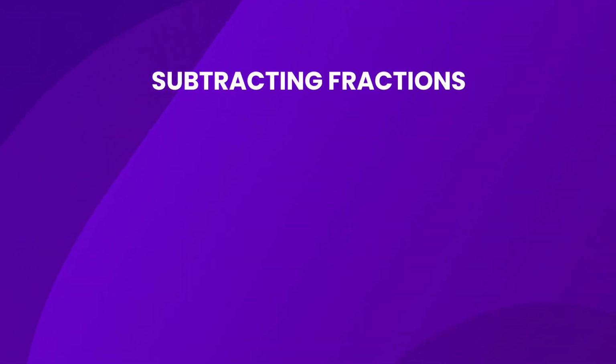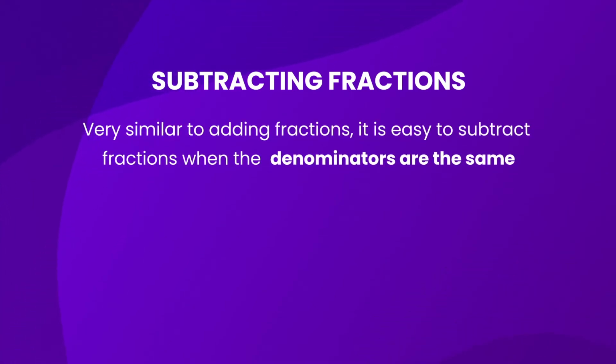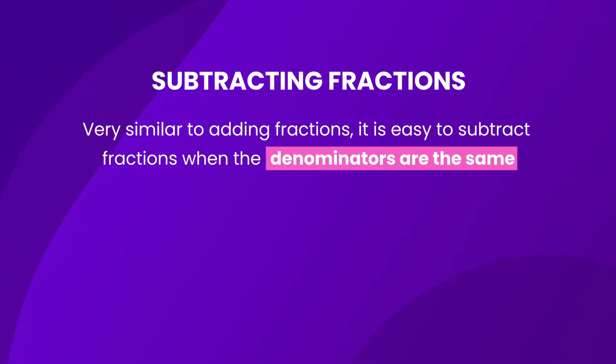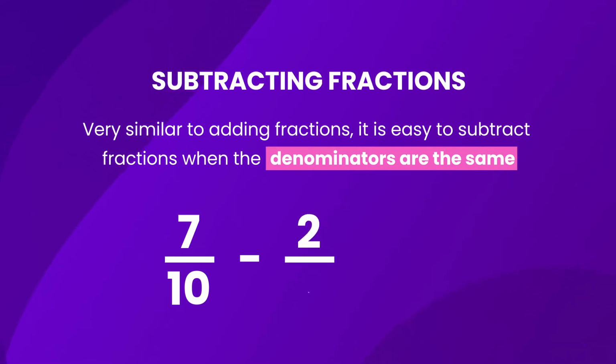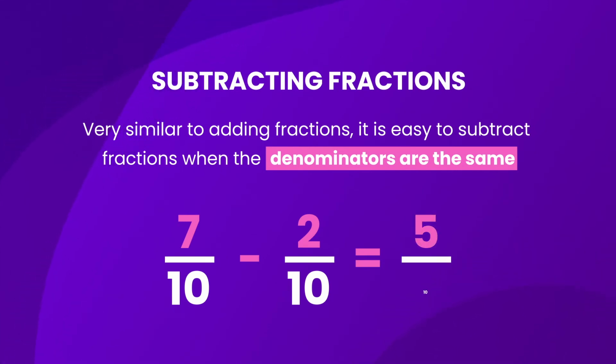Let's move on to subtracting fractions. This is very similar to adding fractions. It's easy to subtract fractions when the denominators are the same. So let's take an example of 7/10 minus 2/10. We do 7 minus 2 for the numerator of our answer. This gives us 5. And we keep the denominator the same. This is 10.